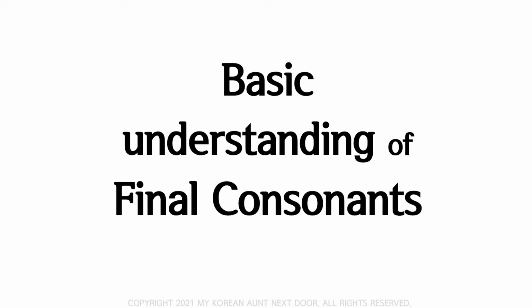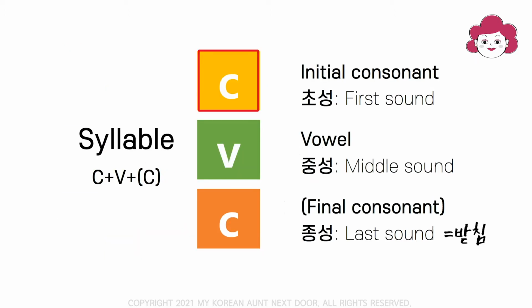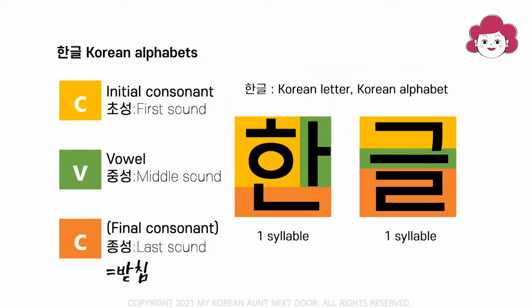Hello everyone. In this video, we'll be covering the basic understanding of final consonants, batchim. In our previous videos, we have learned about the Korean syllable, which consists of three parts, 초성, 중성, and 종성. With the knowledge of the consonants and vowels of the Korean alphabet, you will be able to read and write Hangul. Today, we are going to learn about final consonants.